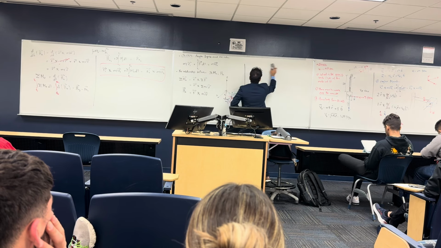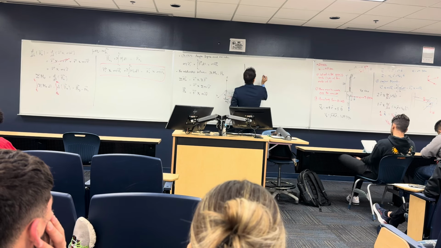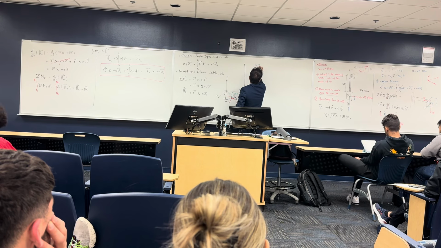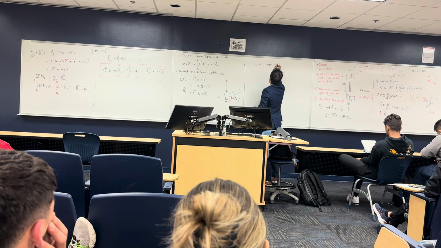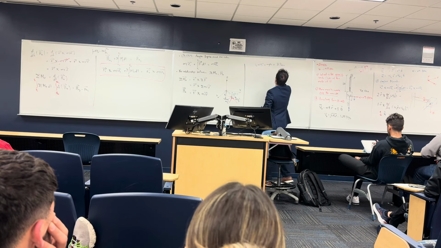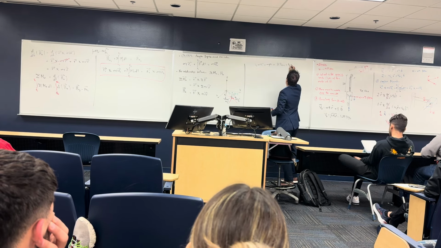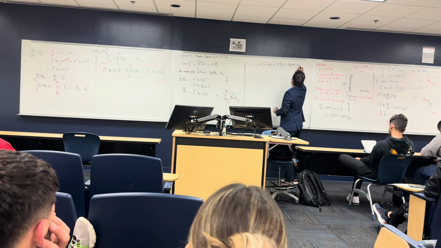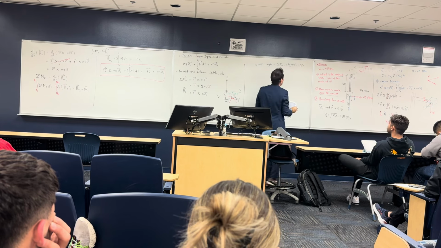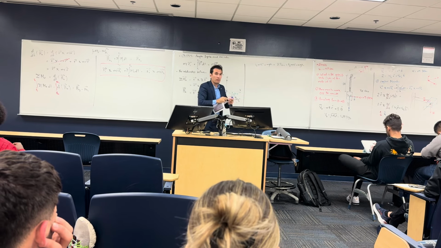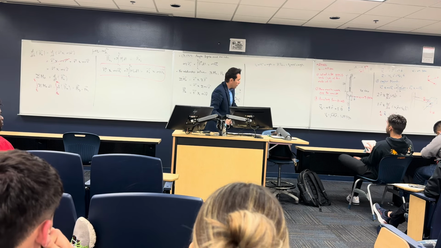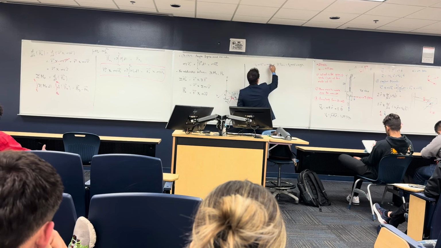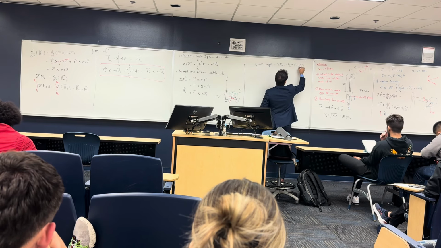You guys remember the concept of work and energy? We have half mv1 squared plus mgh1 plus the work done by the non-conservative force from 1 to 2 is equal to half mv2 squared plus mgh2. Right now we don't have a potential energy if this arm is moving vertically, so we will have a potential energy. So mgh1 is 0, and mgh2 is 0.